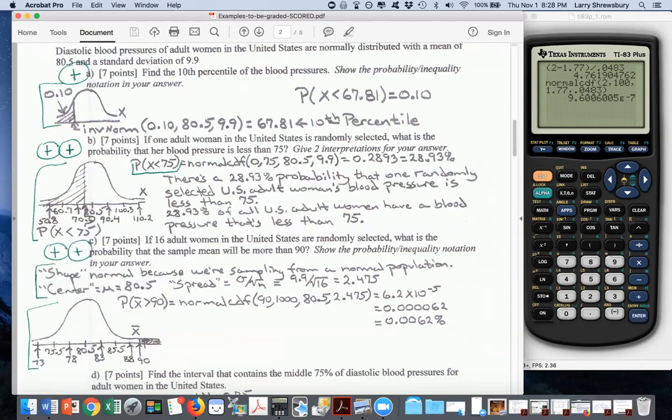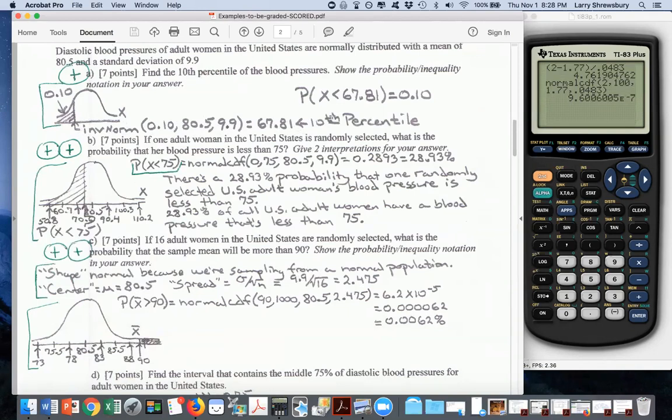You want to know the upper bound for the interval. An inverse norm says, I'll tell you what that is. You just tell me the area to the left, the center, the population mean, the spread, and I'll tell you what that data value is, that point on the number line, the one I'm pointing at right there. So you punch that in, 67.81.